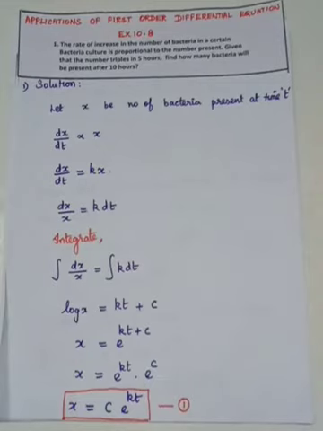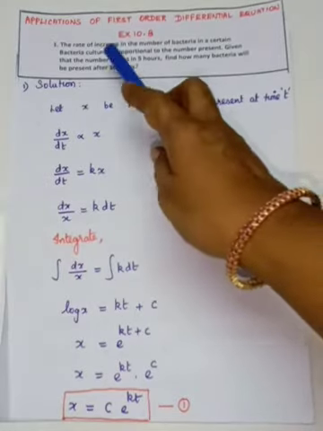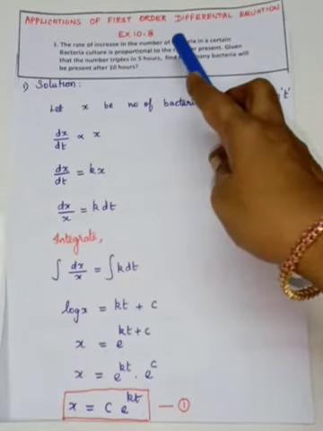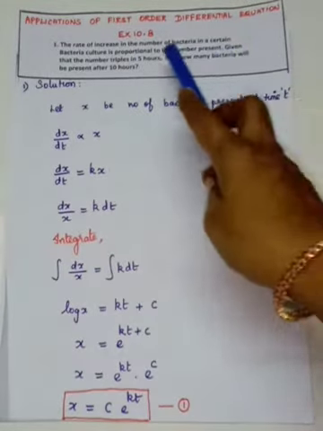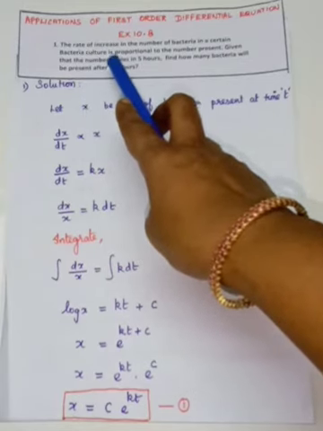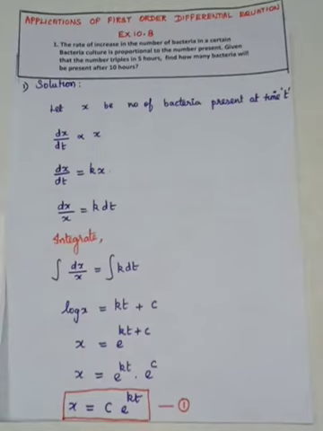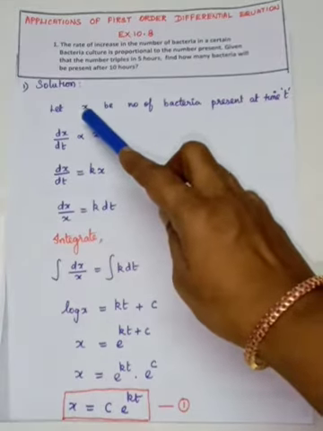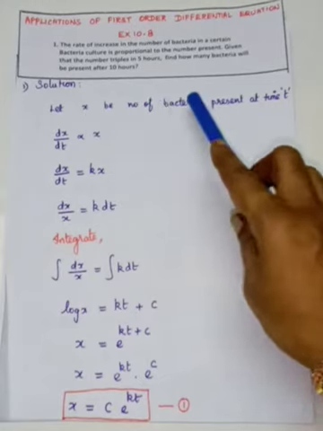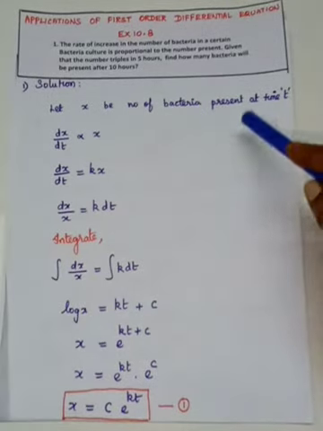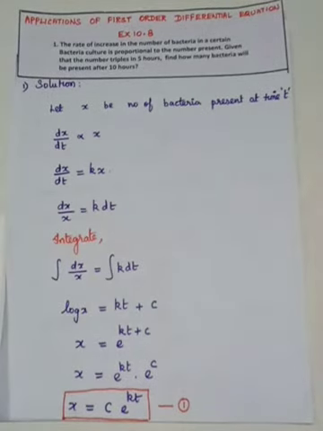See the first problem. The rate of increase in the number of bacteria in a certain bacteria culture is proportional to the number present. So first we need a variable. Here I have denoted, let x be the number of bacteria present at time t. So x is nothing but the number of bacteria at time t.